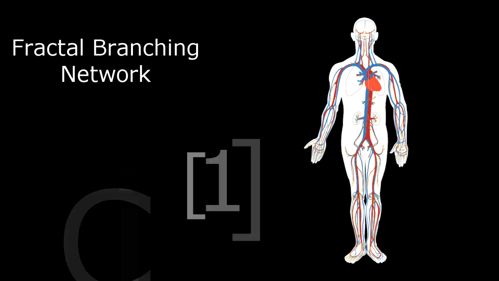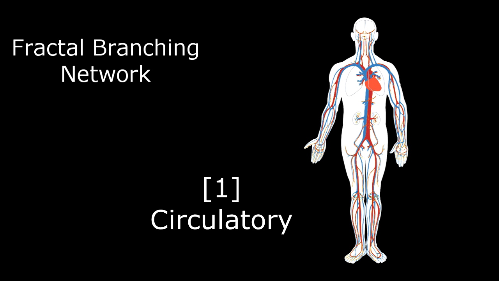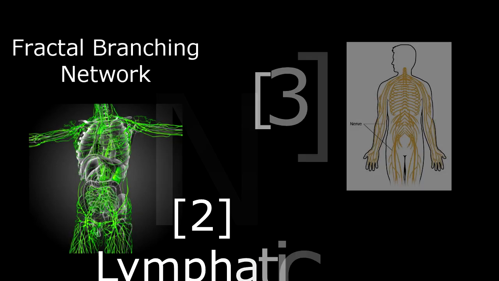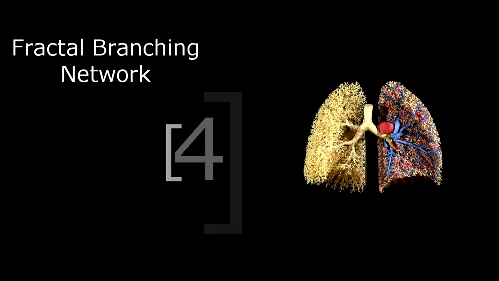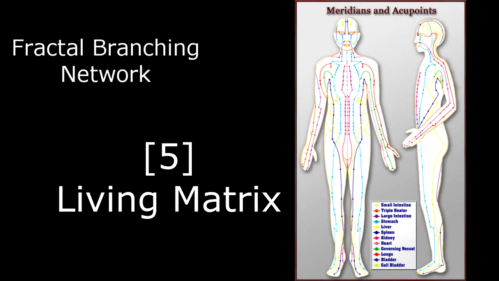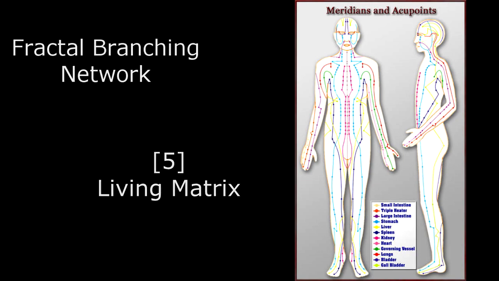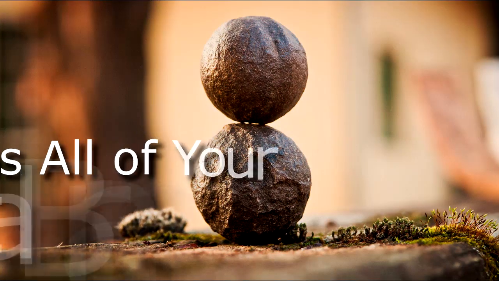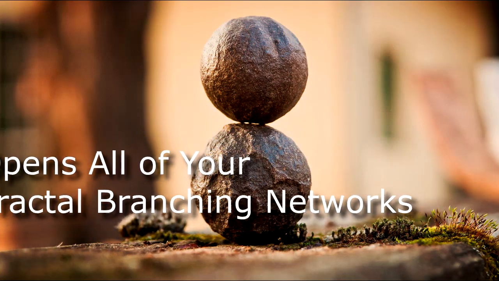In this fractal branching network, there's basically 5 components to it: the blood or circulatory system, the lymph or lymphatic system, the nervous system, the lungs or the tracheobronchial trees, and the living matrix, connective tissue matrix, which is kind of the home of the meridians. So what PEMF does is it opens up all your fractal branching networks.